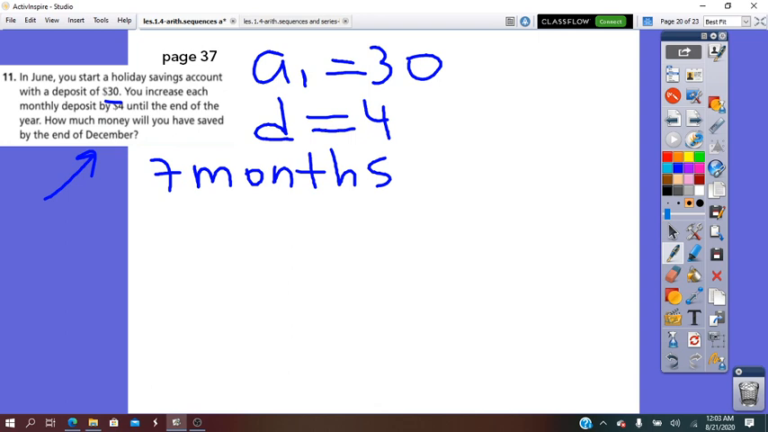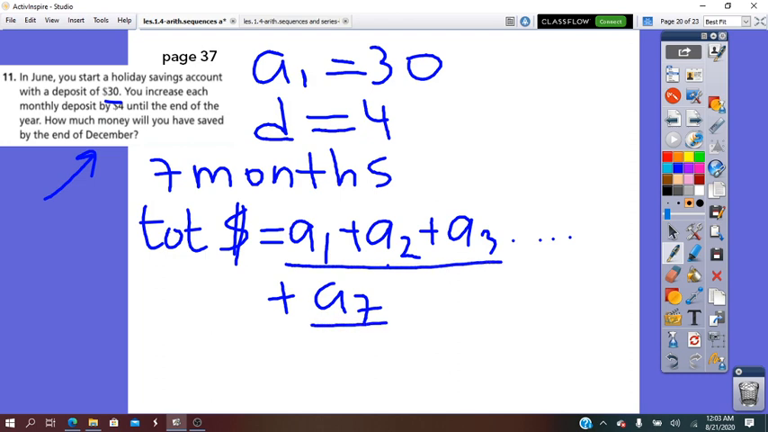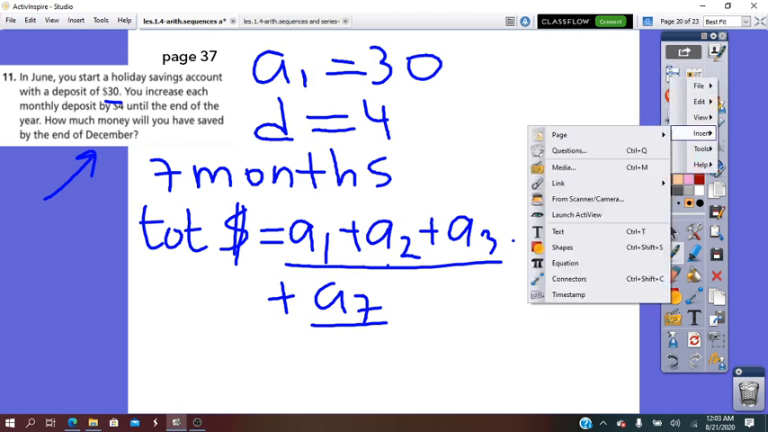So for this, we have to add A1, the total money. It will be given by the money in June plus money in July plus money in August, which means A1, June, July, August, September, and so on. There are 7 months, so it will be plus A7. So this is what we look for. To find this sum, we are going to use the series.